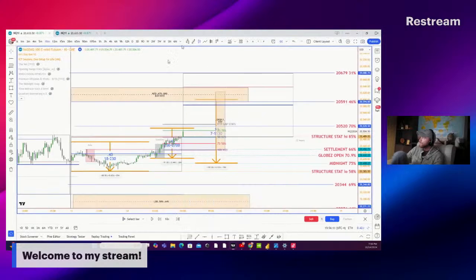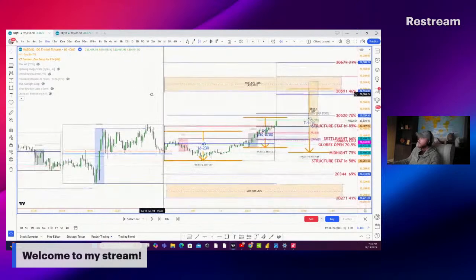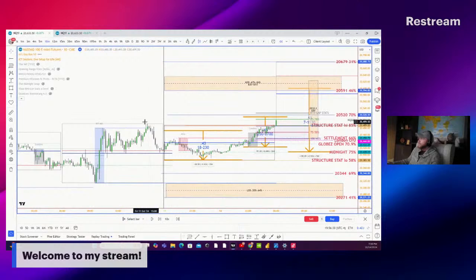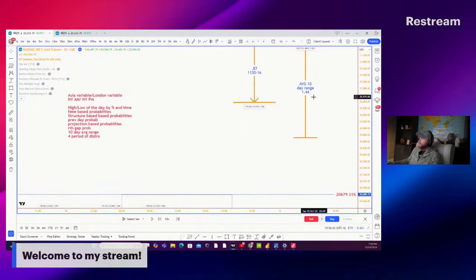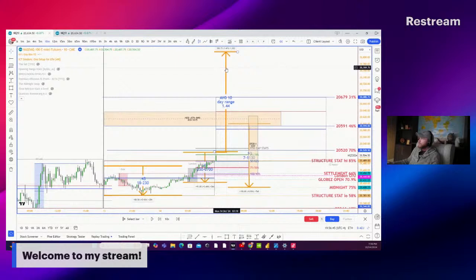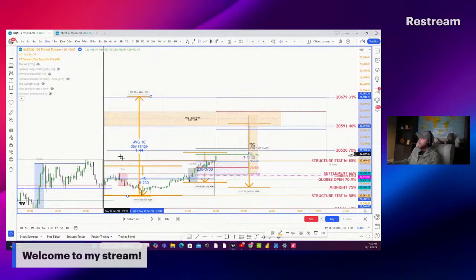All right, so here's what we're going to do. We've got to put our OU line on right there for London OU, because once we cross this OU line, this pink dotted line, that tells us all these probabilities shift to the downside. We already took out previous day's highs, so we know that daily momentum is to the upside. So we do not expect the previous day low to get returned to. We know that the average 10-day range is here.